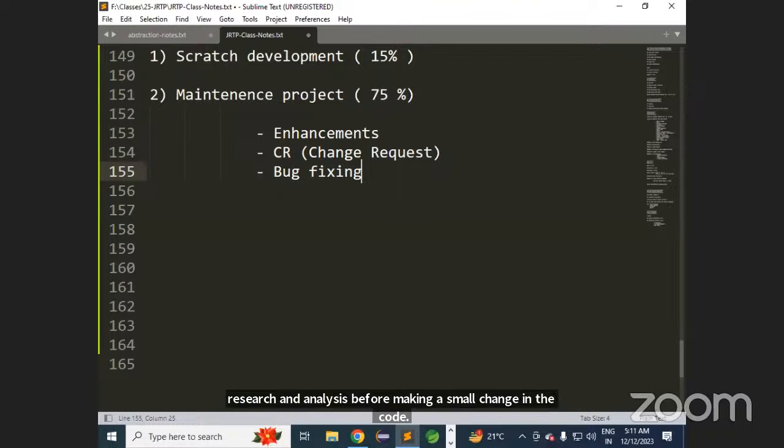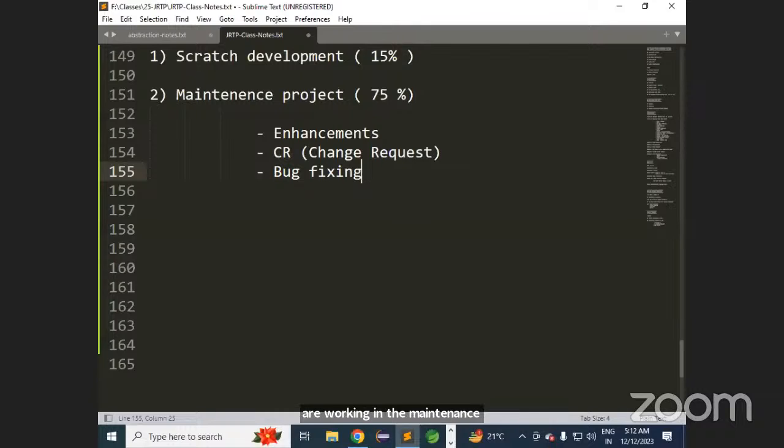If you just remove an if condition, the code will break. Code will fail somewhere. We don't know where, because a lot of dependencies will be available in the project. That's why we should be very, very careful when working in a maintenance project.